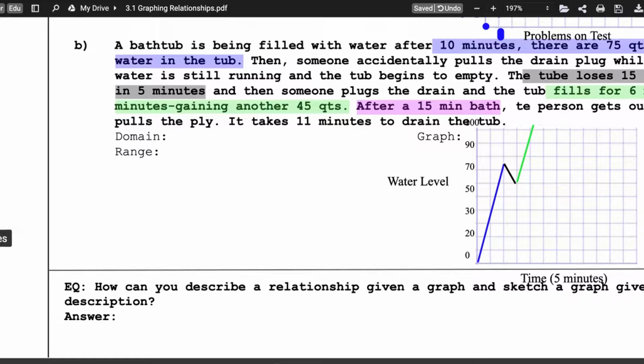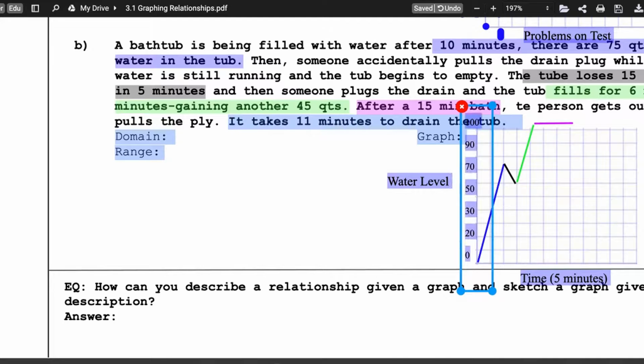So we're just going to draw a straight line right now at the top here and have that go for 15 minutes. So right now we're at 21. Now I'm at 26, 31. I want to be at 46 because 21 plus 15 is 46. So this represents the person taking a bath. So it's flatlining there. And then the person gets out, they pull the plug, and the bathtub begins to lose water. And it takes 11 minutes to drain.